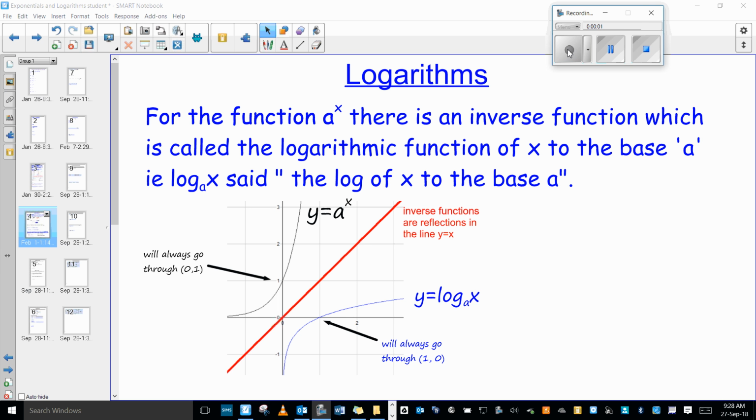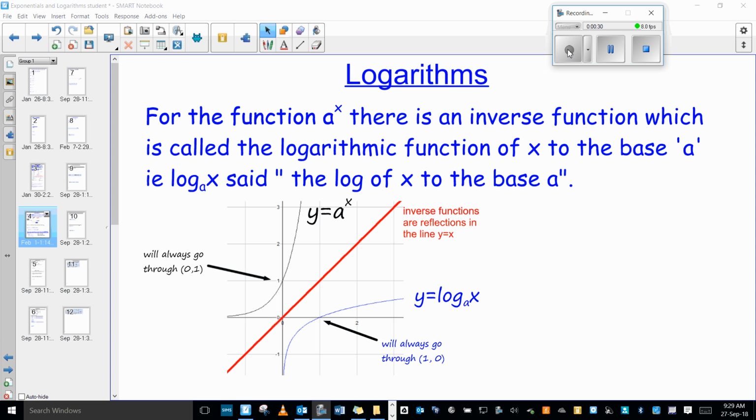You have met logs already, some of you not so much. The reason that we deal with logs and exponents together, or at a similar time, is because they are related to each other. They are inverse functions of each other. So you know how we have squares and square roots. They undo each other. Logs and exponents are a similar situation. They're inverse functions of each other.